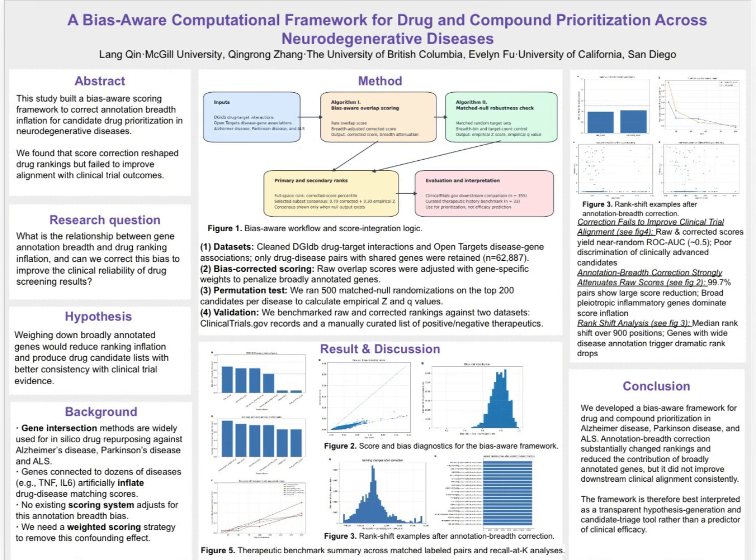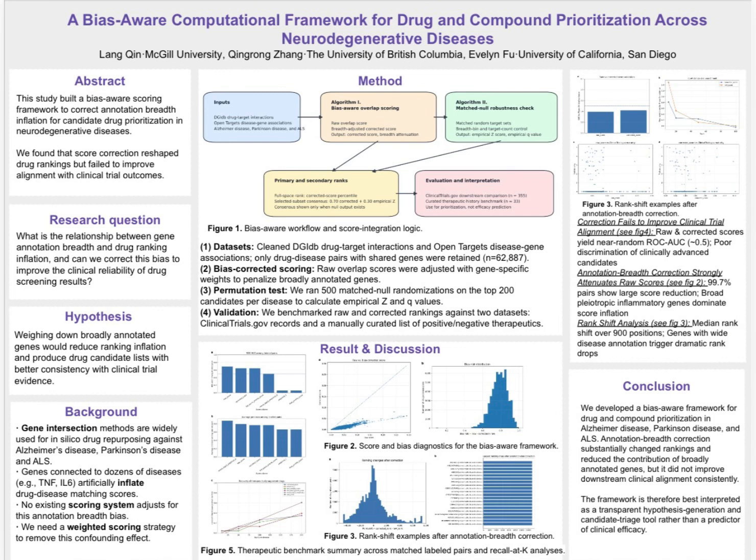In the methods, our bias-aware workflow has 4 key modules. First, data preparation. We integrated 2 well-established public datasets, clean DGIdb drug target intersection data and Open Targets disease gene association. We only kept drug disease pairs that share at least one gene, resulting in a total of 62,887 valid pairs across 3 degenerative diseases.